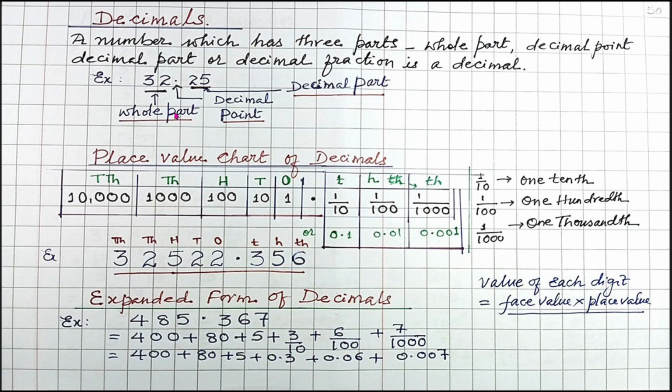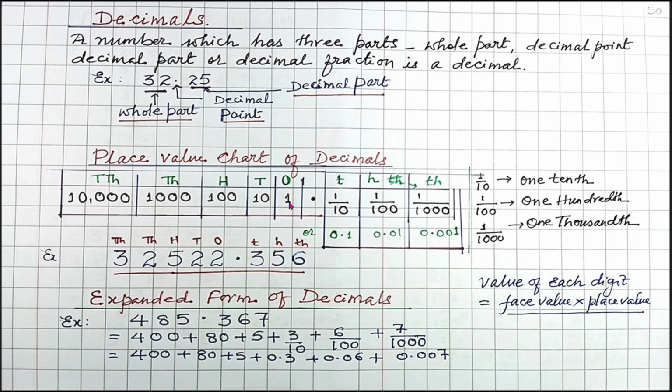Now, as we have learned earlier, every number can be written using a place value chart. Every digit of a number has a face value and a place value. So this is the place value chart of the numbers, whether it's only the whole part or the decimal number. Now let us understand this.